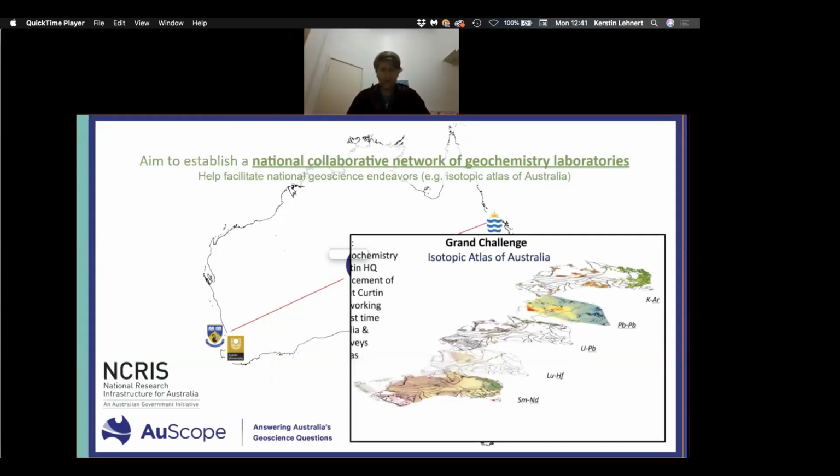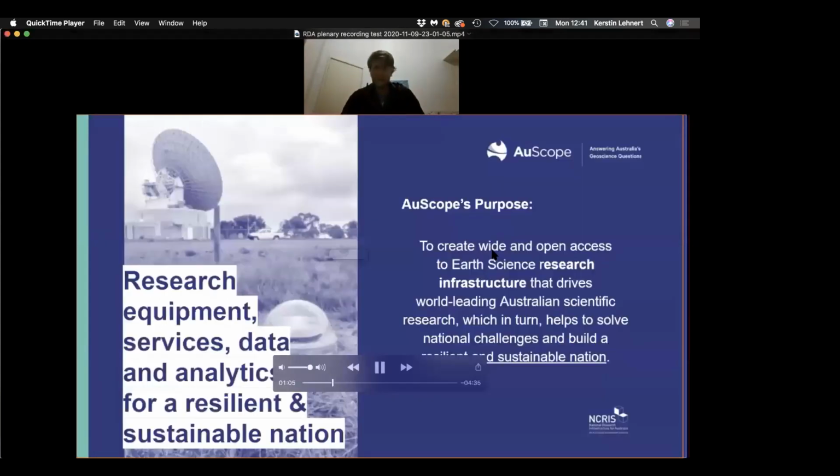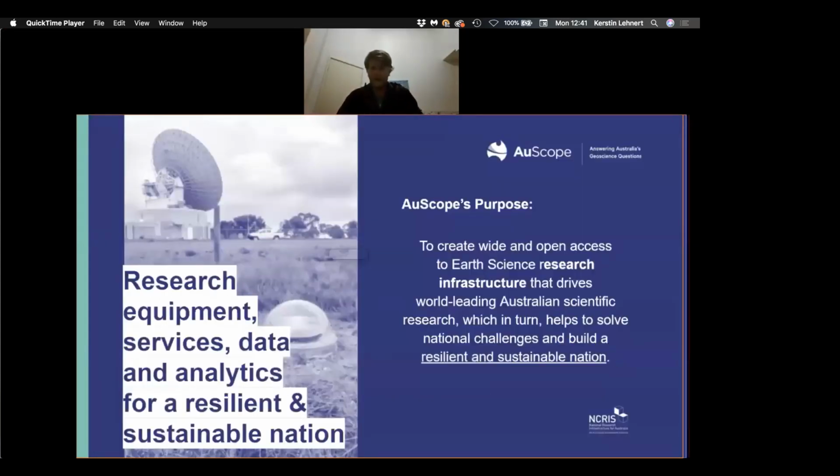The AGN is supported by Auscope, which is part of Enriched, the National Research Infrastructure for Australia, an Australian initiative. Auscope's purpose is to create wide and open access to earth science research infrastructure, and with that, to help solve national challenges and to build a resilient and sustainable nation.